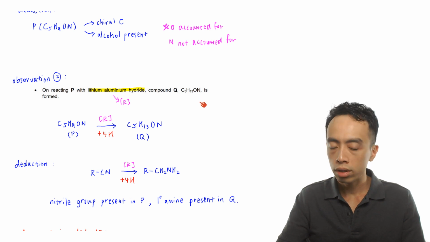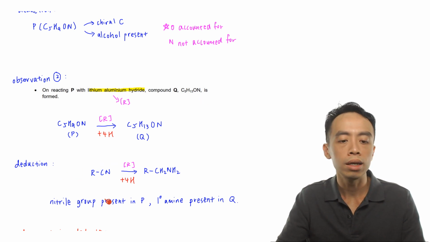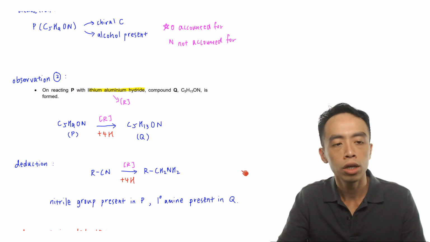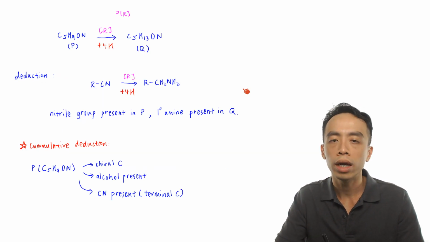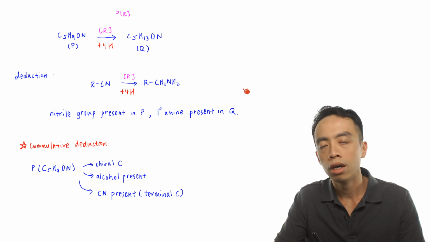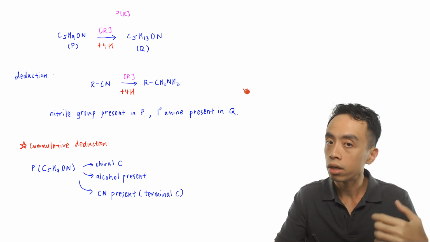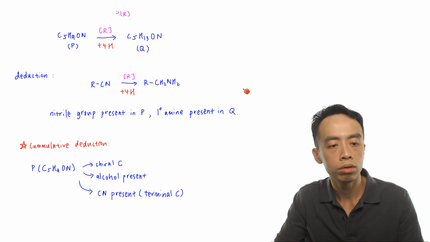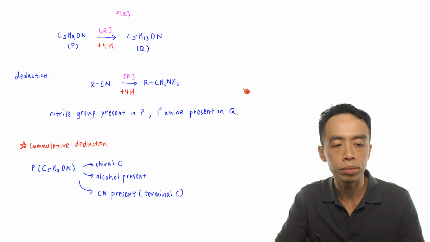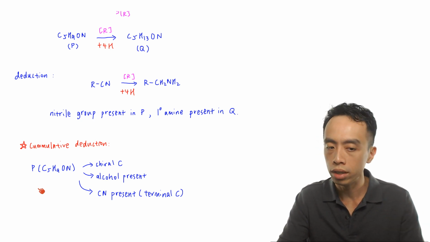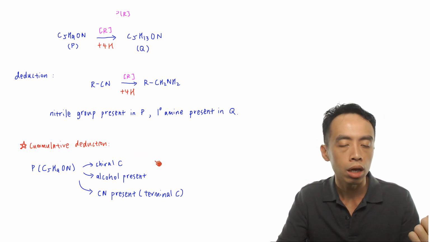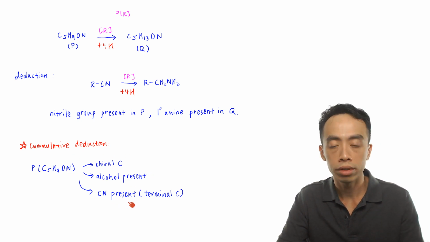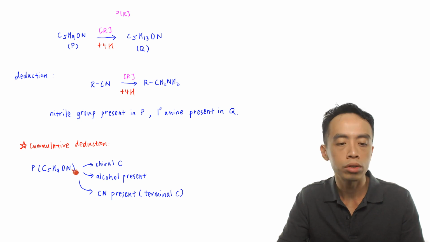So my deduction here is a nitrile functional group, most likely it is present in P, and a primary amine functional group is present in Q. And what we can also do is to add both deductions that we have from the second observation and the previous observation, and we try to make some reasonable deduction. What is a possible identity of P? So up to now, we know that in P, I have a chiral carbon, I have an alcohol present, so the oxygen is accounted for. I have a nitrile present, and the nitrogen is also accounted for.